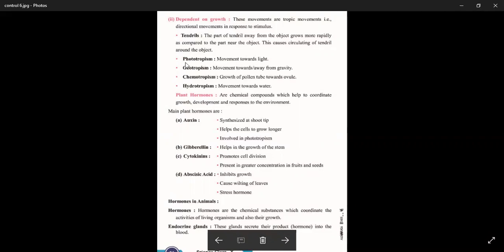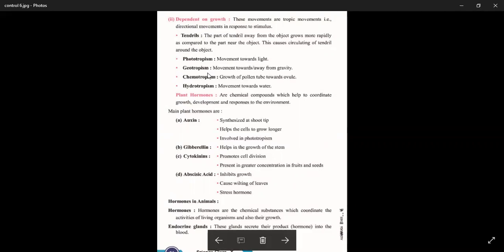The next example of movement dependent on growth is phototropism, movement towards the light. Photo means light and tropism means directional movement. Movement of a plant part towards the light is called phototropism.